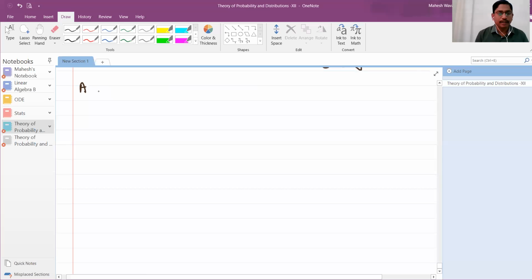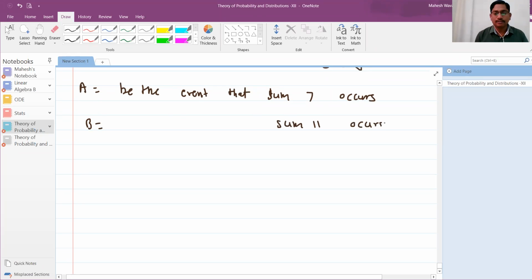Okay, let A be the event that a total of 7 occurs. The sum 7 occurs. You can list those elements. And B is the event that the sum 11 occurs.